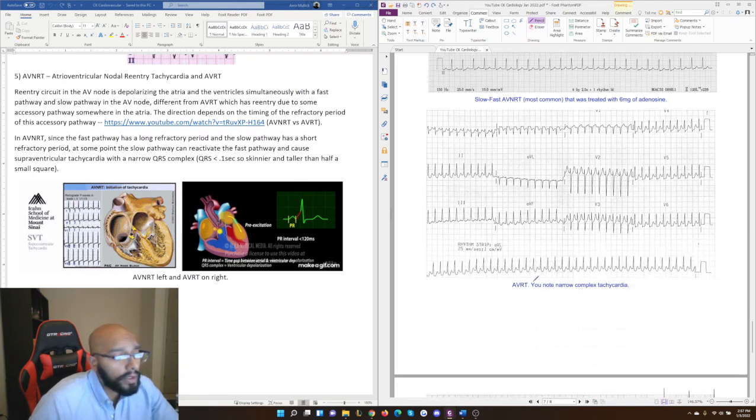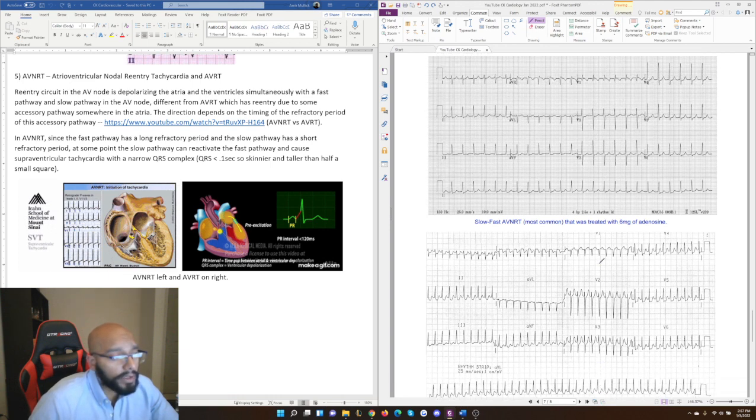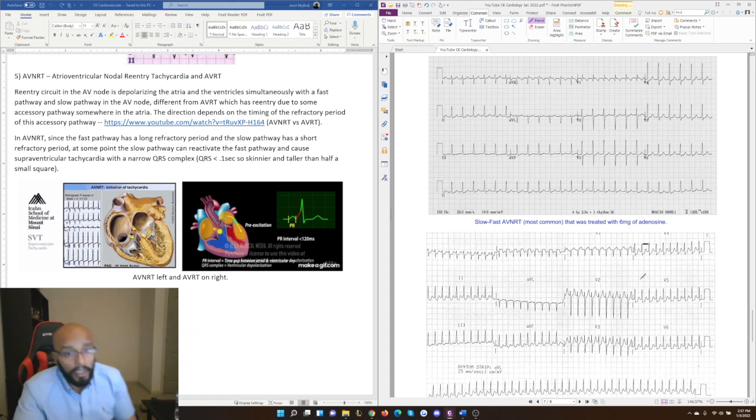This one here is showing AVRT. Okay, narrow complex tachycardia. So at first glance, clearly the two ECGs are very different from each other. The only similarity is the tachycardia, where once again this looks like literally one box in between QRS complexes. So it's a very, very high heart rate. But you do see slurring now. You can see the slurring.